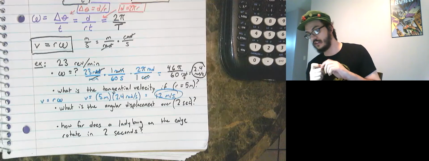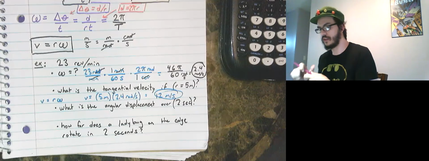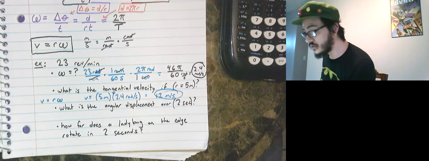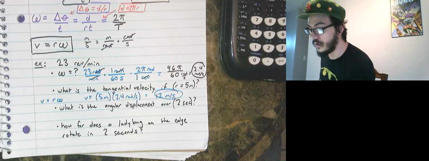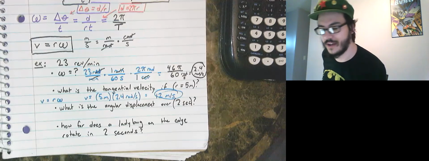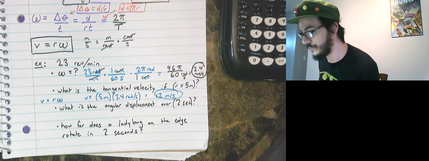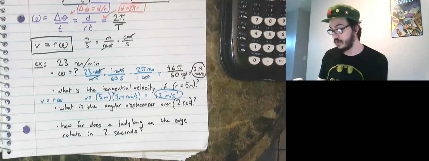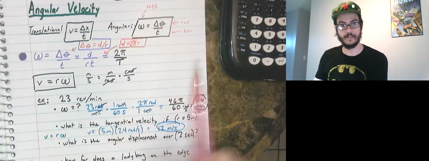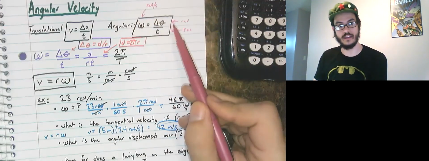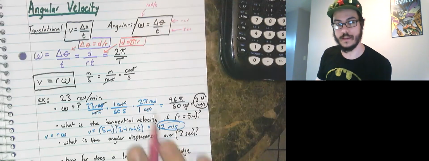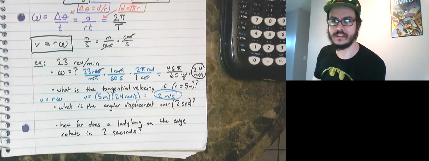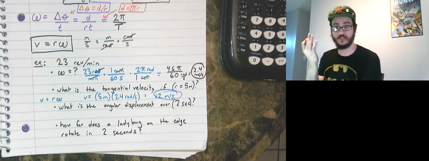What is the angular displacement over 2 seconds? Well, angular displacement we could find if we knew the tangential displacement. We don't. Or that is to say the distance traveled, and we don't know that either. Or we could take something we do know, that is the angular velocity, and we can find the angular displacement of that. As usual, you're just picking and choosing the formula to use based on what do you have to work with.